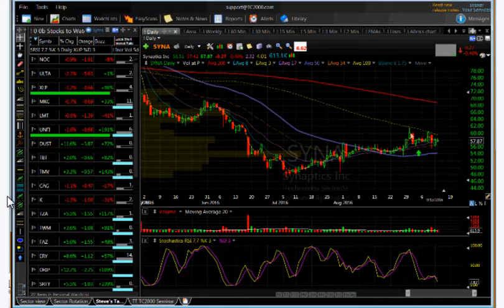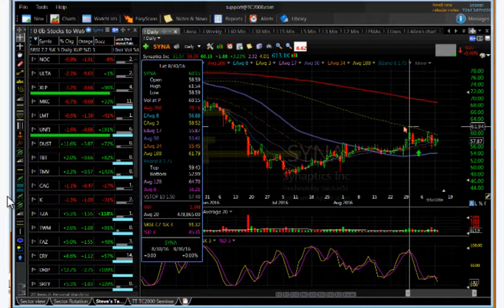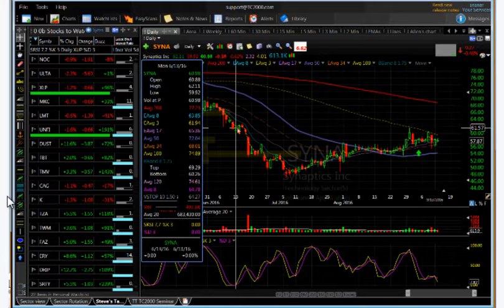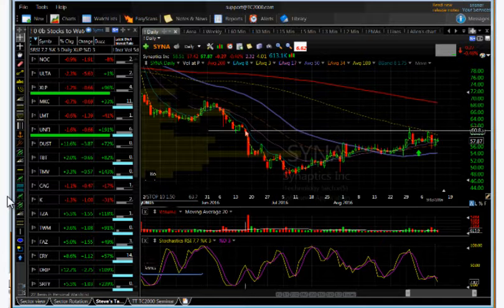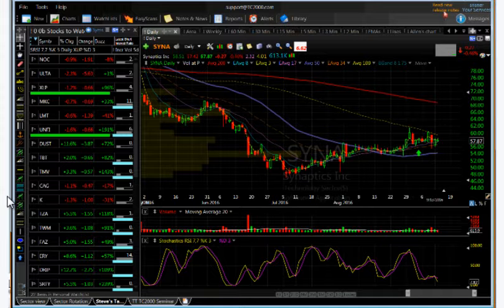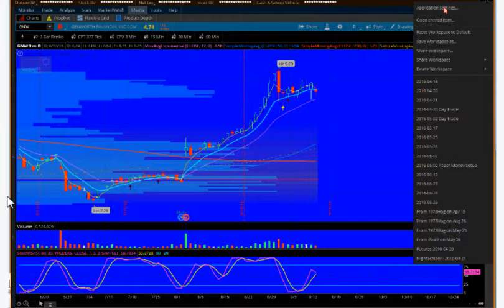Synaptics. Once it got up to here, I looked at this, looked over here. I thought it was going to probably pull back. Where is the import button? It's under Setup, Open Shared Item. Okay.